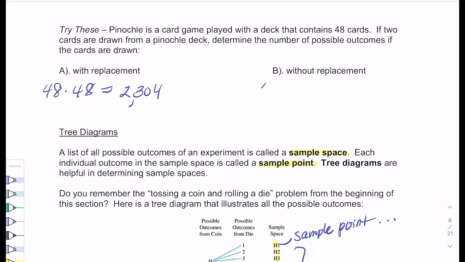Now, if I'm not replacing, that means I start with 48 cards, but I am going to then not replace one of them. So now I only have 47 cards. So 48 times 47 gives me 2,256. So again, it's a smaller sample space because you're removing a card. So you're removing a possibility.